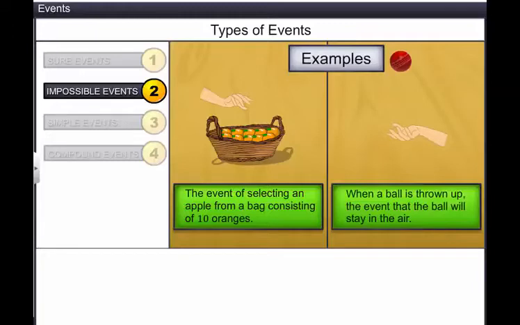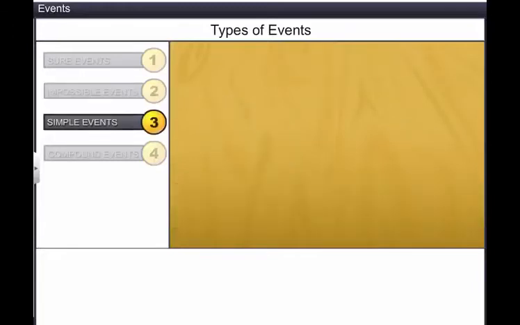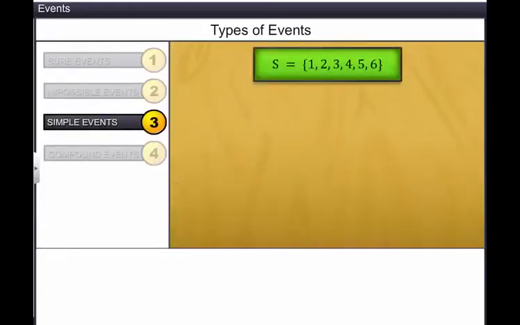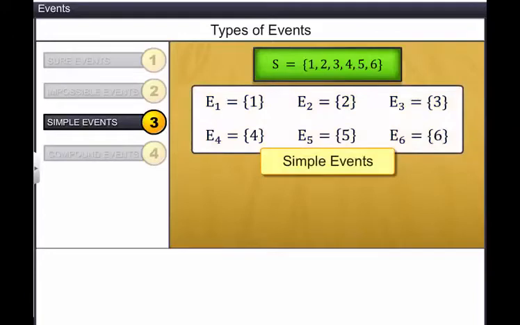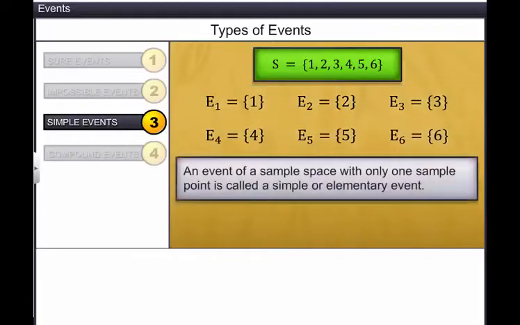Let's consider a sample space S of an experiment of rolling a die and its associated events as shown. Here, we see that each event contains only one sample point. Such events are called simple events. An event of a sample space with only one sample point is called a simple or elementary event. The number of simple events of a sample space of n sample points is n.